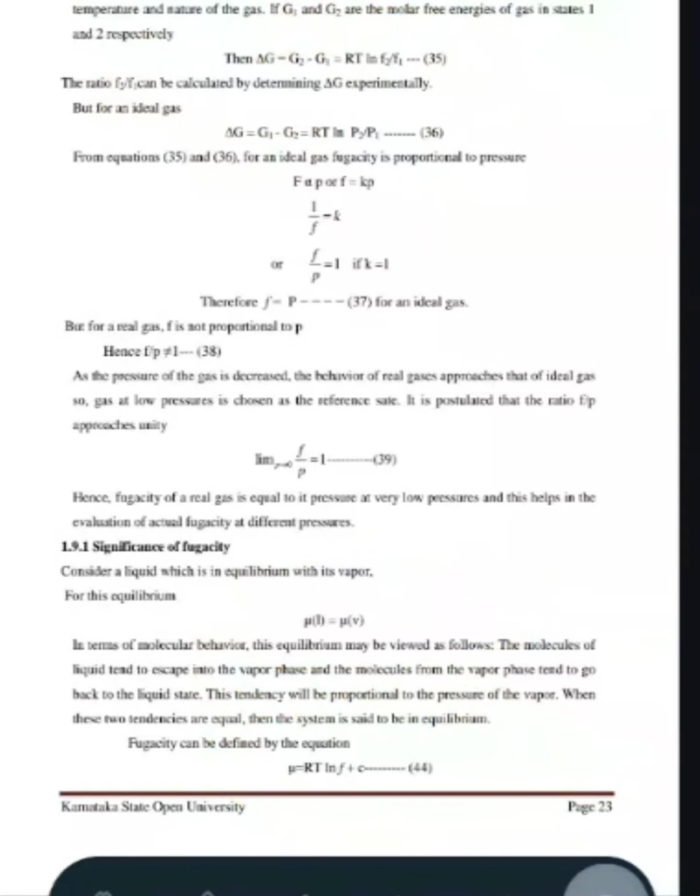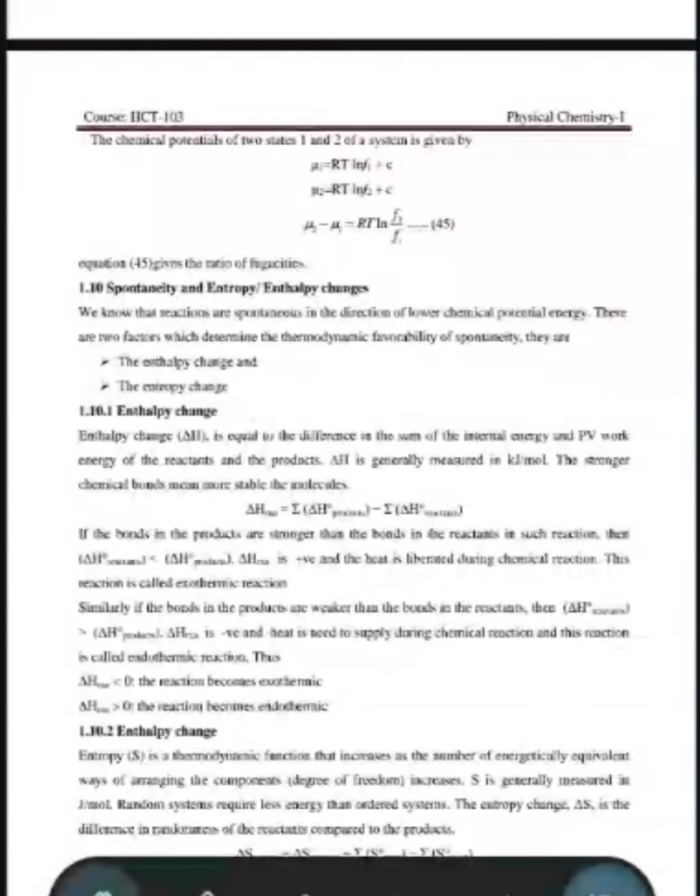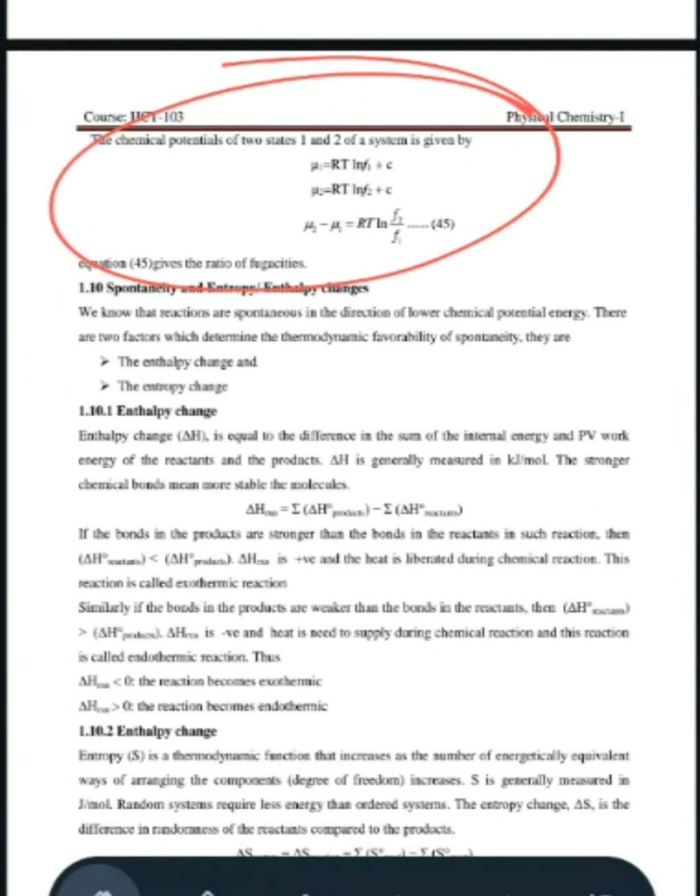For two different states, we can also calculate the potential of that. So for state 1 and state 2, mu1 equals RT ln F1 plus C, and mu2 equals RT ln F2 plus C. So mu2 minus mu1 is equal to RT ln of F2 by F1. That is equation 45. So that continuously they are taken.